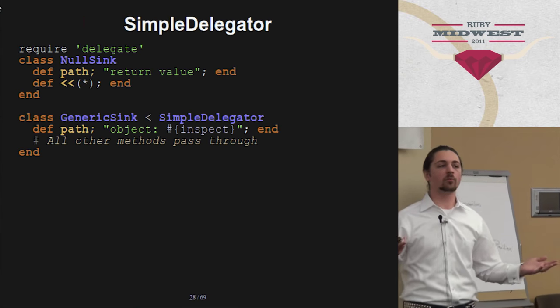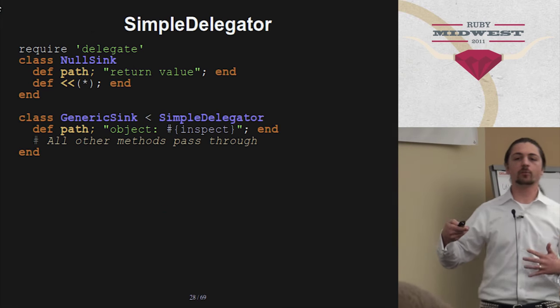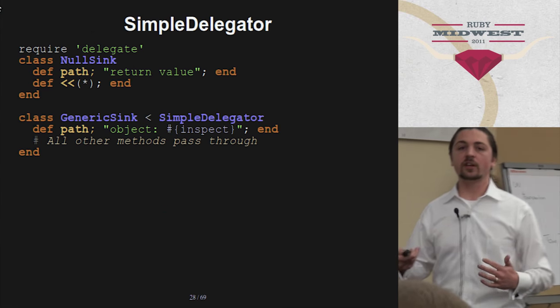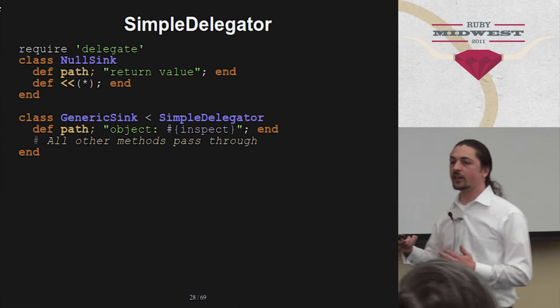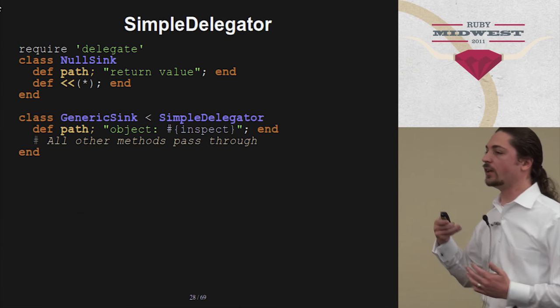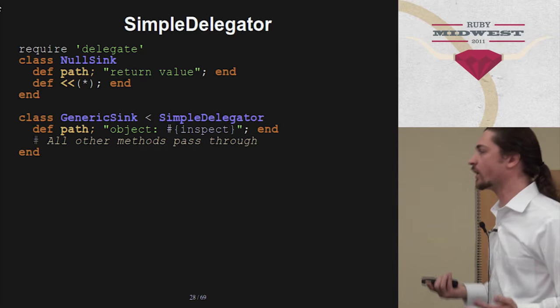And how are those implemented? Well, here's the implementation of both of those. Null sync is just a really basic object which supports a path method, and it supports the insertion operator, which does nothing.